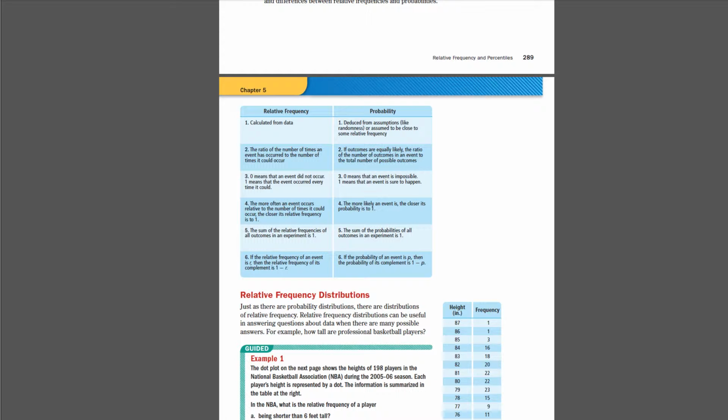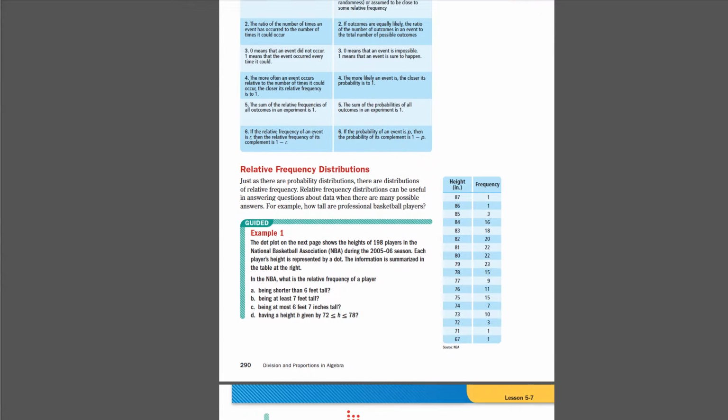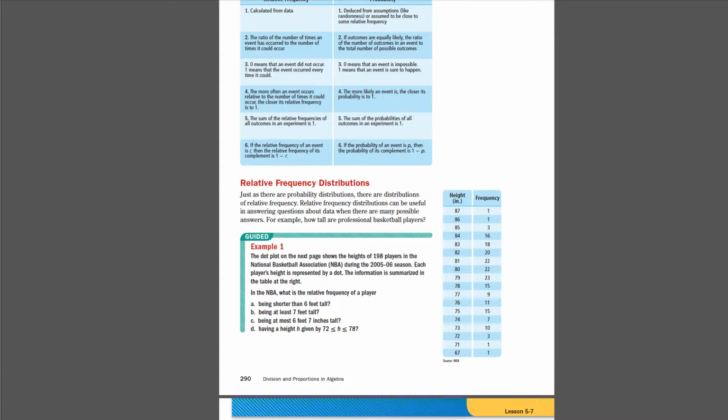Let's take a look here at our guided example. This is the NBA heights. We've got heights of basketball players listed in the table from 67 inches to 87 inches. We have relative frequencies, or the frequency, which is how often it was in this category. Well, what's the relative frequency of being shorter than 6 feet tall? Well, first you need to understand how many inches is 6 feet, and I believe that's 72. So at 72 inches, people that are shorter than that are not at that, so we don't count the 3 because we want people shorter, so there's just 2.